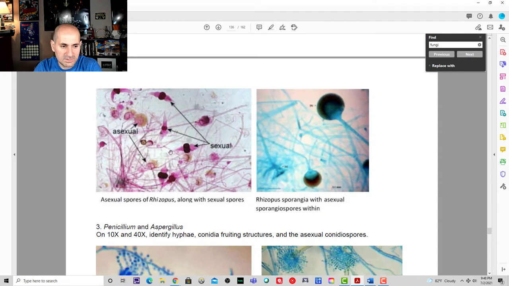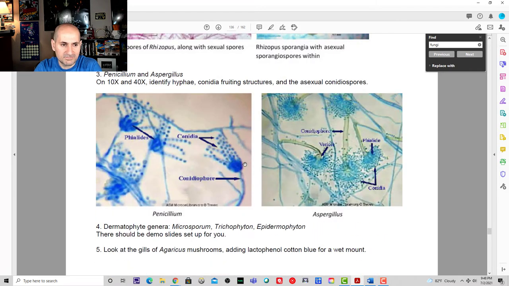So this is called a zygospore, which is a sexual spore. And then here, this is called a sporangiospore. Remember, here, this is the same thing here and here. These are the asexual sporangiospores. This is the sexual zygospore. So please know the difference.